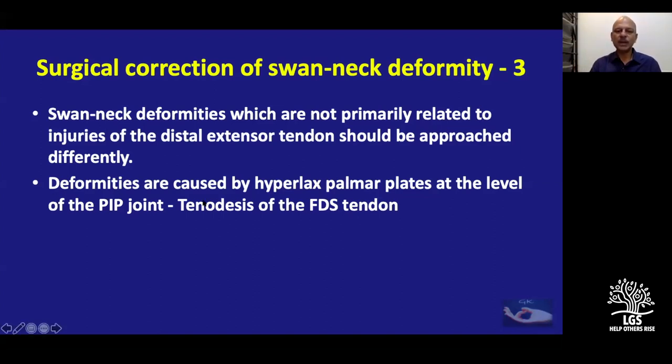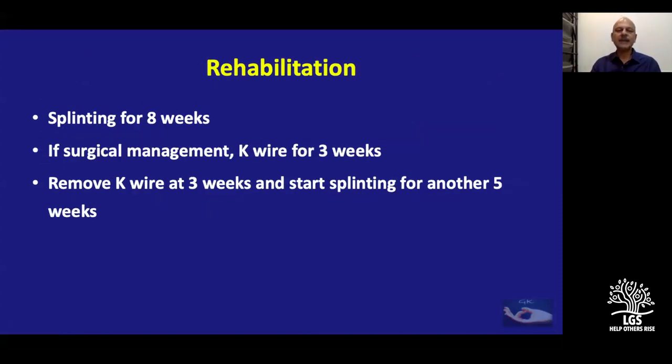So you can do a tenodesis of the FDS tendon to strengthen the flexor side of the PIP joint. For rehabilitation, splinting is applied for 3 weeks. If there is a surgical management, K-wire for 3 weeks, and remove the K-wire at 3 weeks and start splinting for another 2 to 3 weeks.